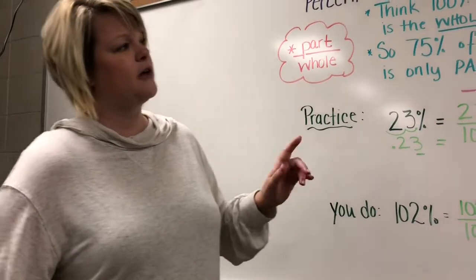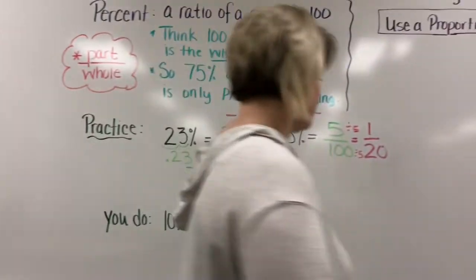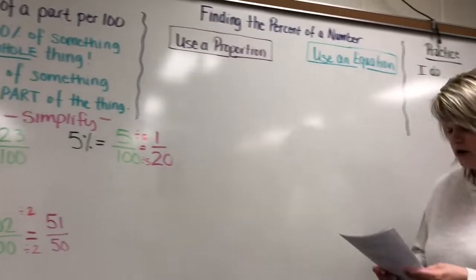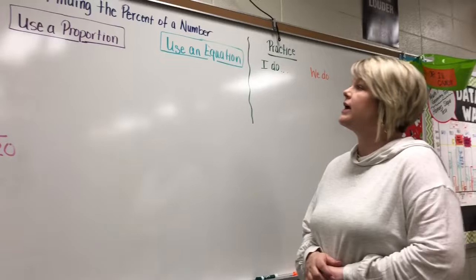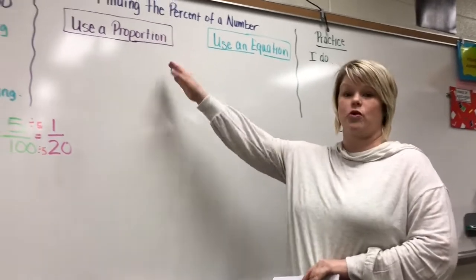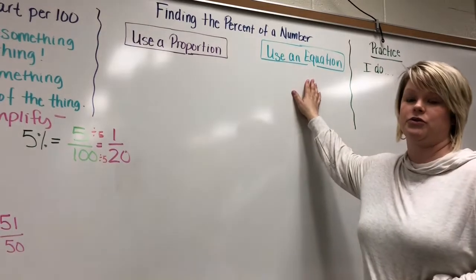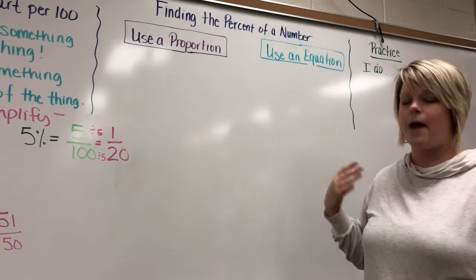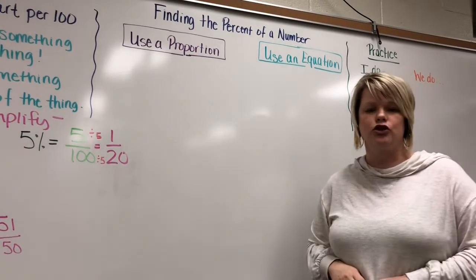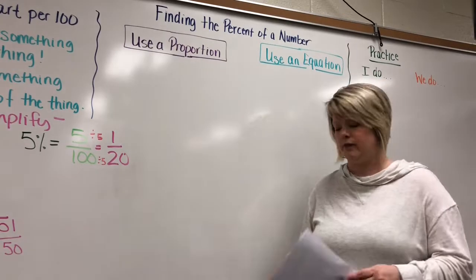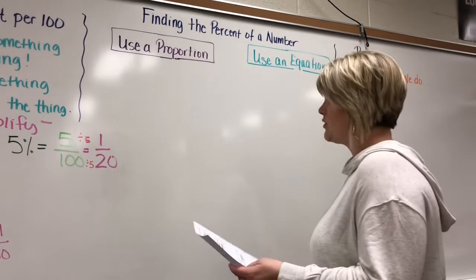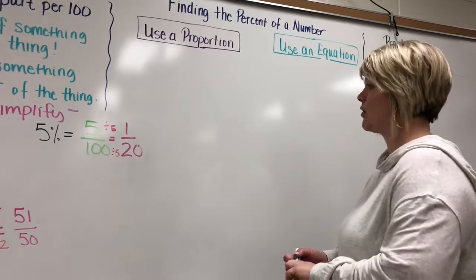Now let's go ahead and talk about finding the percent of a number. So there are two ways to find the percent of a number. You can use a proportion, which we talked about in the last unit, or you can use an equation, which we talked about back in unit 3. I'm going to show you both. You can choose which way works best for you. So let's start with using a proportion.